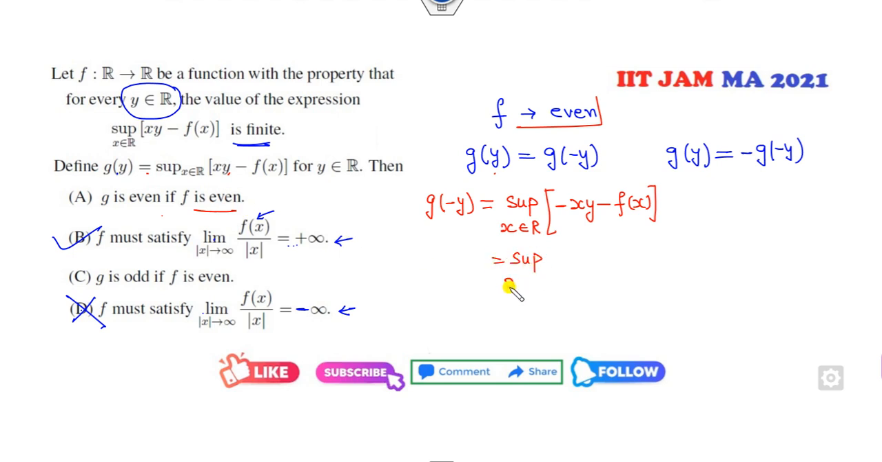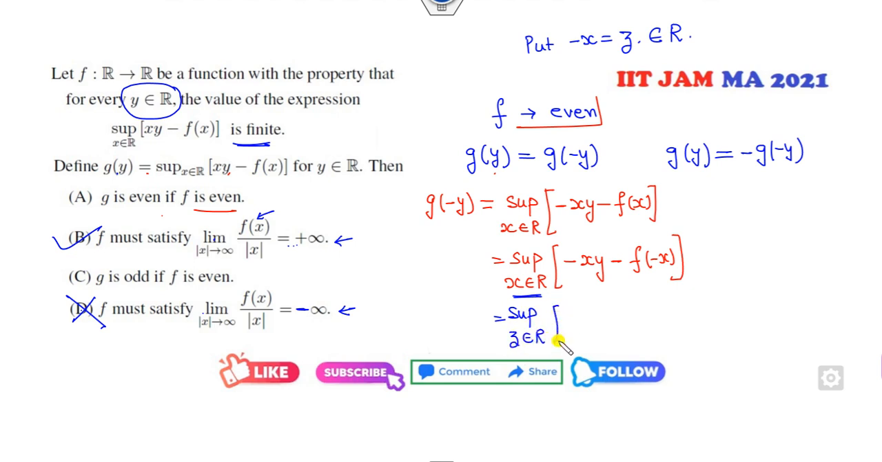What is the meaning of f is even? I can rewrite xy minus this function as f of minus x. Now x belongs to R. If I put minus x as another variable z, which is also in R, that means the supremum over z belonging to R of zy minus f of z. So what is the definition of this? This is basically g of y. So what does it mean? g is an even function. So g is an odd function is the wrong answer.